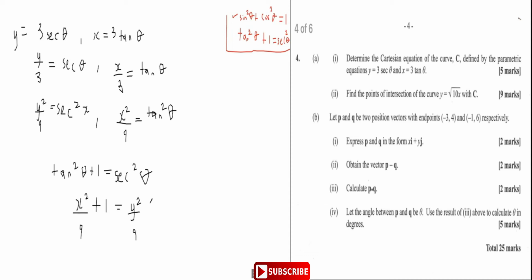No, it just said determine the Cartesian equation. So you can stop here. All right, so this is the Cartesian equation. If you wanted to, you can make y the subject, but I'm not going to. This is the Cartesian equation. I'm just going to write Cartesian. Nice and easy. Well, let's look at part 2.